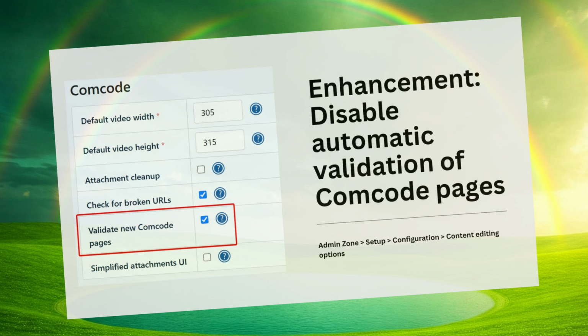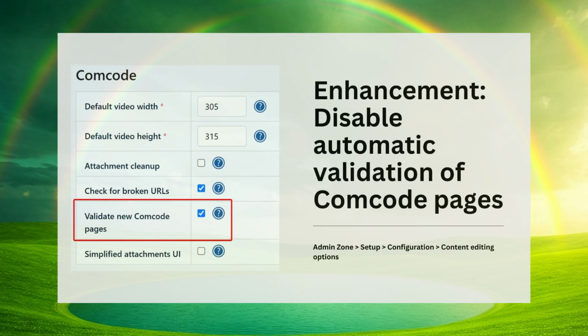Up until this point, whenever Composr detected a new comcode page, that is, a new text file within one of your zones, it would automatically validate the comcode page, meaning it would go live immediately. But for some people, this is not desired. For example, you might have an editing or writing team who needs to pre-review these pages before they go live.